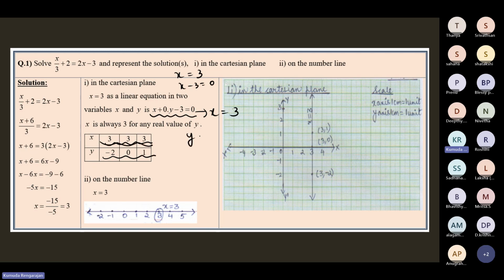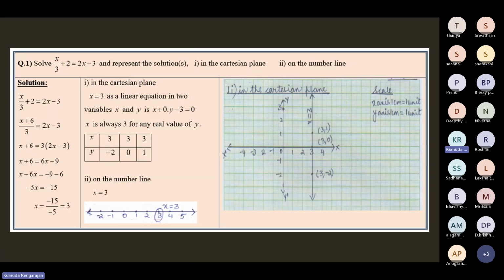Now, supposing we have y is equal to 3. That means y is always 3 for any value of x. So x can be 0, minus 3, 5, whatever. For whatever values of x, y is always 3. So make an xy table like that. And here, since x is equal to 3, x is always 3 for any value of y. And plot these points in the Cartesian plane.